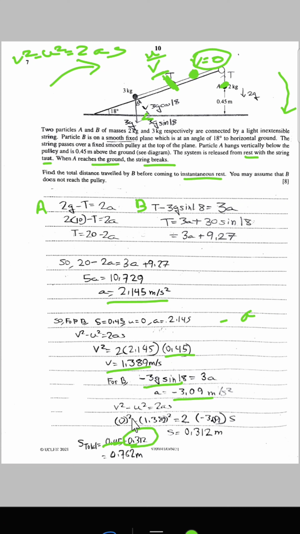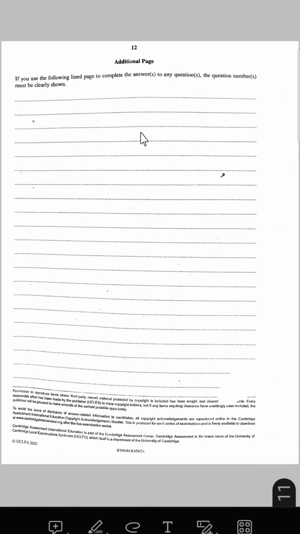So we put this in the expression v square, where v is 0, and u, which we calculated initially, is 1.389, equal to 2as. We need to find the value of s, and we have calculated the value of a, that is negative 3.09, which causes it to come to rest. So the value of s is 0.312 meter. So the total distance is 0.762 meter. Thus we have completed this paper right now.